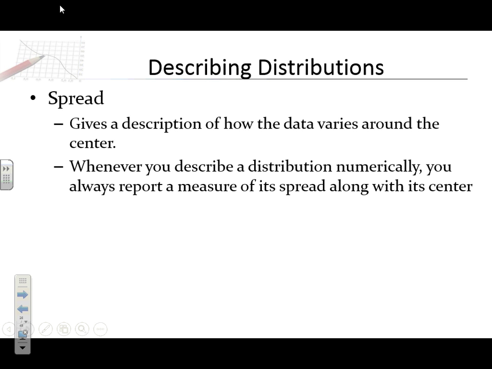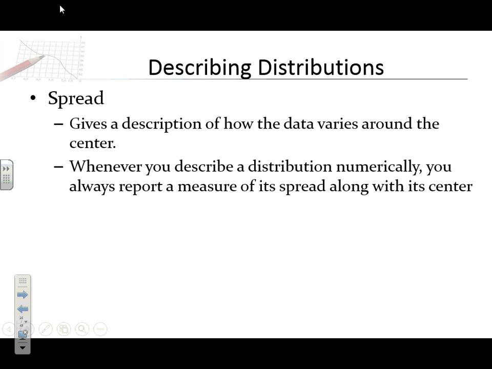But what might be as important, if not more so, is how does the data vary around that? So we know where the middle is, but what does the data look like around that point? Whenever you describe a distribution numerically, you always report a measure of spread with its center. You cannot report a measure of center without also having a corresponding measure of spread. So shape, center, spread. Center and spread always have to go together.